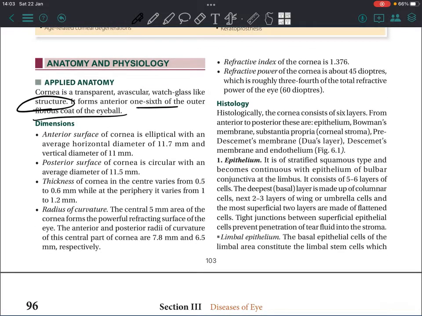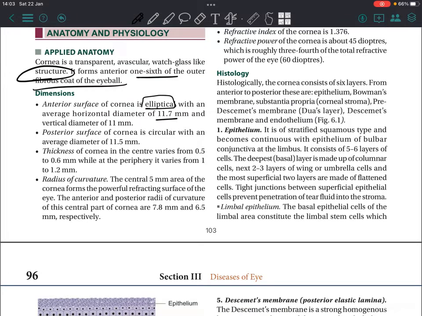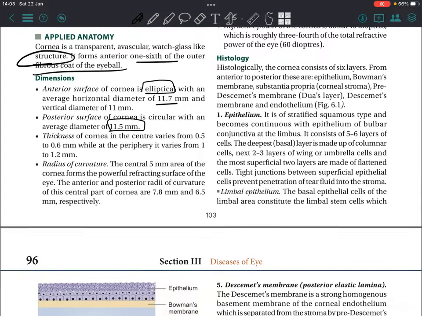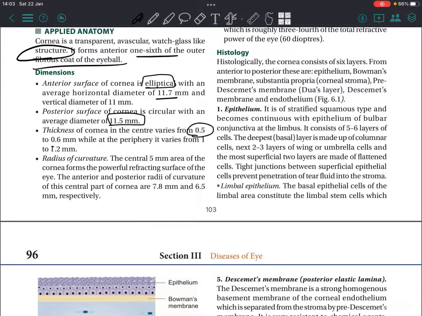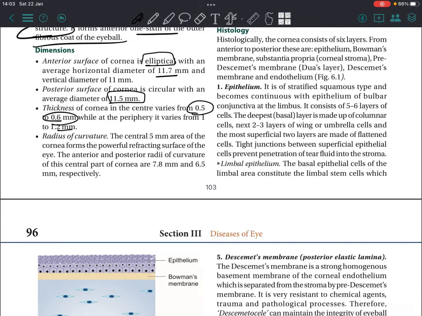Dimensions. The anterior surface of the cornea is elliptical with an average horizontal diameter of 11.7 mm. The posterior surface of the cornea is circular with an average diameter of 11.5 mm. The thickness of the cornea in the center varies from 0.5 to 0.6 mm, while at the periphery it varies from 1 to 1.2 mm.